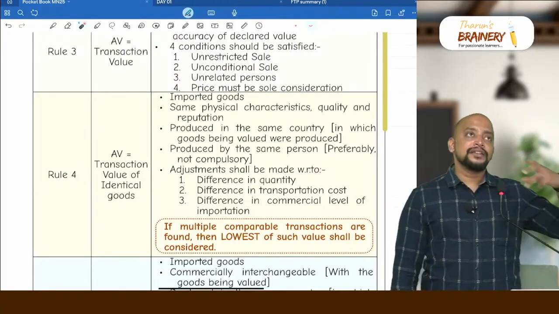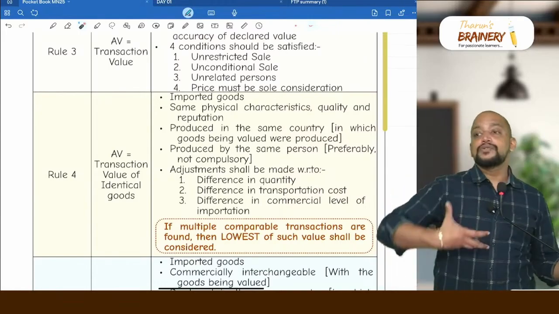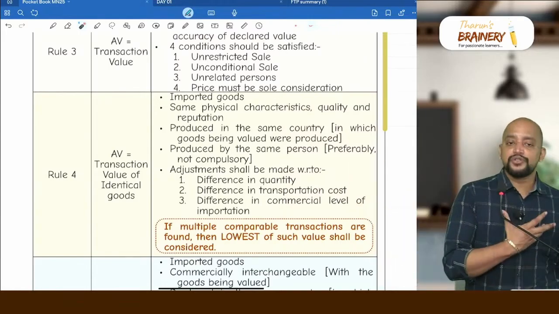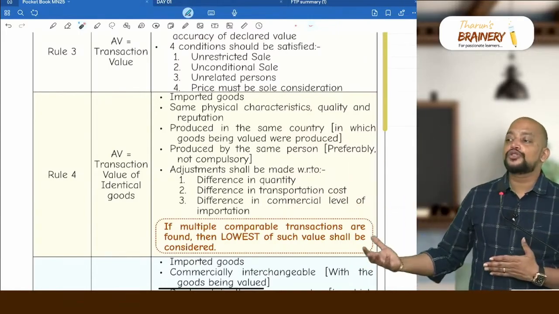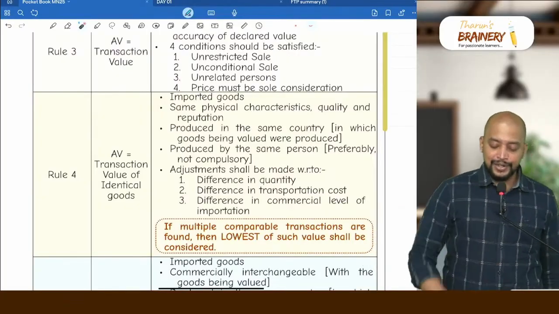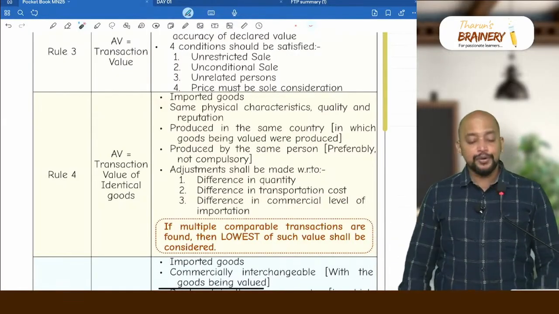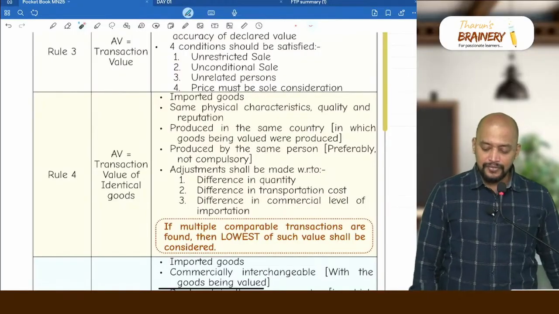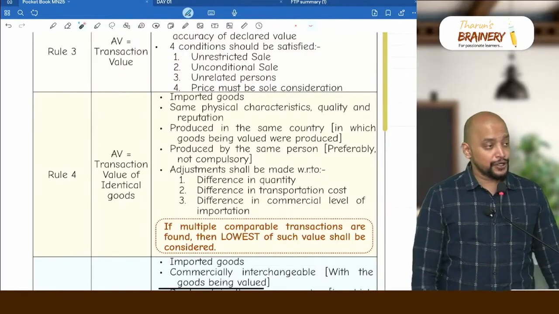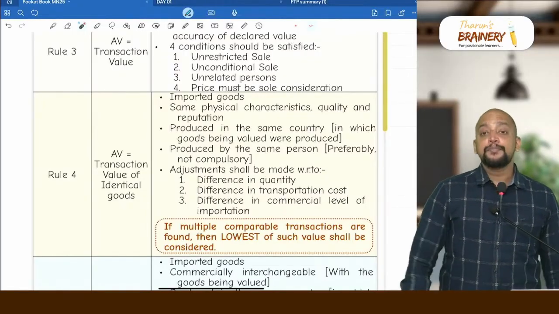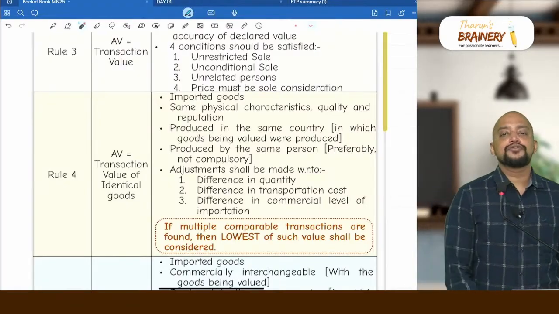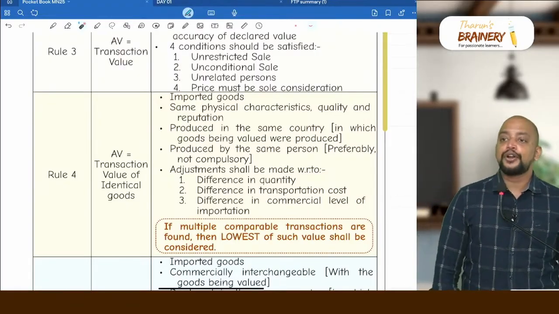For example, the goods in the question for which the valuation is invoked are imported from Germany, and this comparable good should also be imported from Germany. You can see: imported goods, same physical features and quality and reputation, produced in the same country in which the goods being valued were produced, by the same person, preferably, not compulsory. So this 4th point alone is optional, produced by the same person.